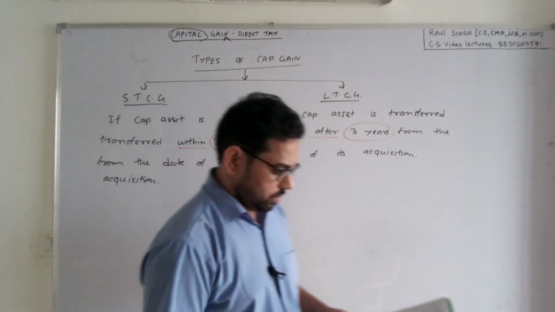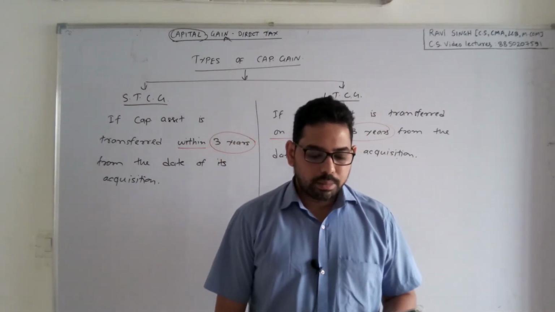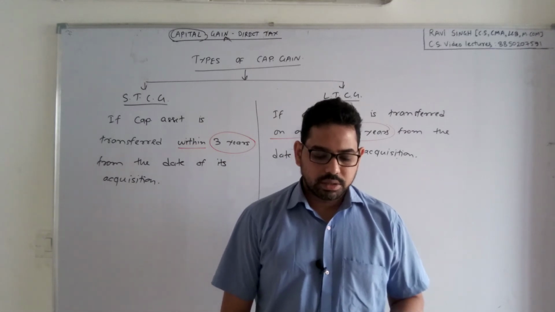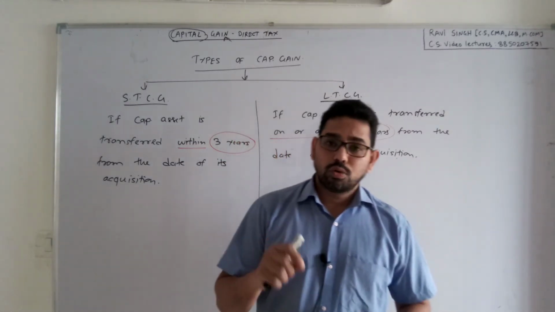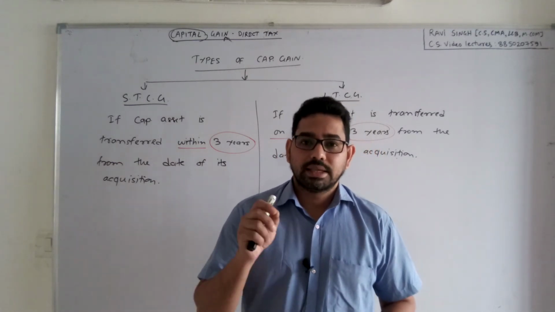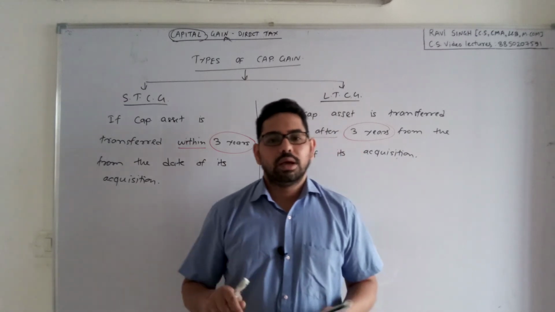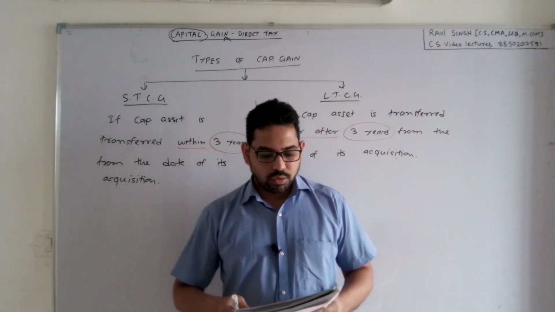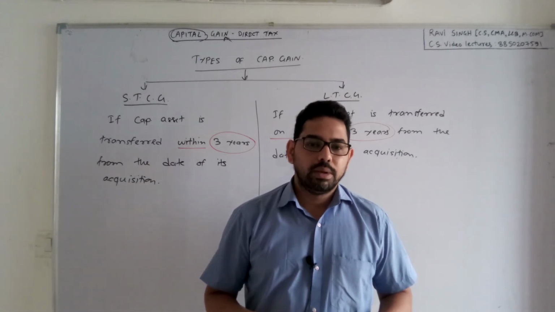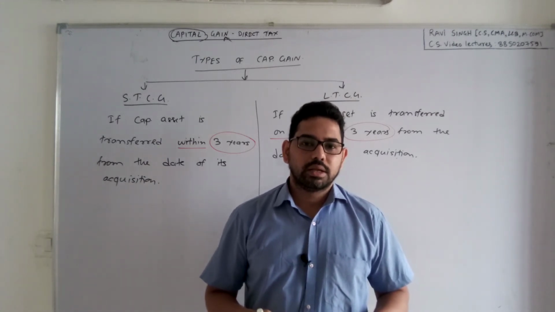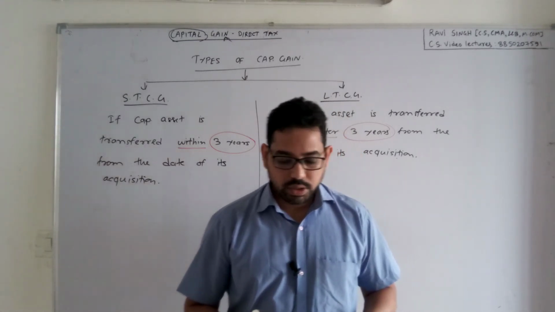On the next page, note number 1: in case of following assets the capital gain shall be long term if such assets are transferred after 1 year. So note 1 and note 2, these two notes are exceptions. Means here the 3 years condition is not there, there is a 1 year and 2 year condition. So there are some assets for which capital gain will be considered as long term if they are transferred even after 1 year. Okay, so which are those assets?